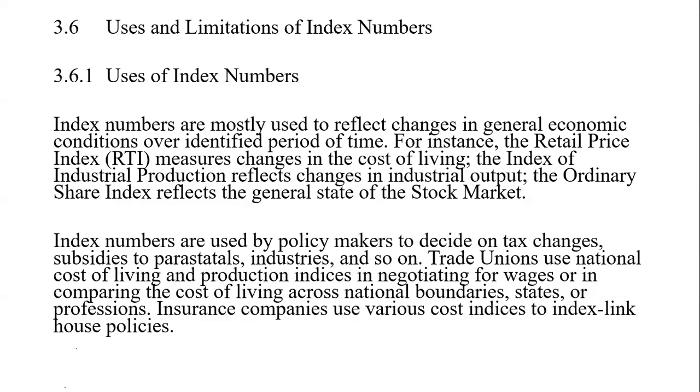Index numbers are used by policymakers to decide on tax changes, subsidies to parastatals, industries, and so on. Trade unions use national cost of living and production indices in negotiating for wages or in comparing the cost of living across national boundaries, states, or professions. Insurance companies use various cost indices to index-link house policies.